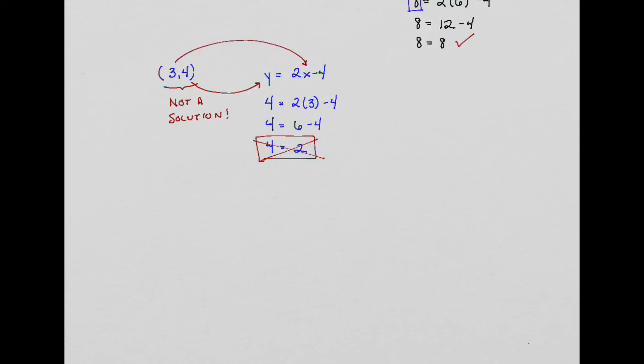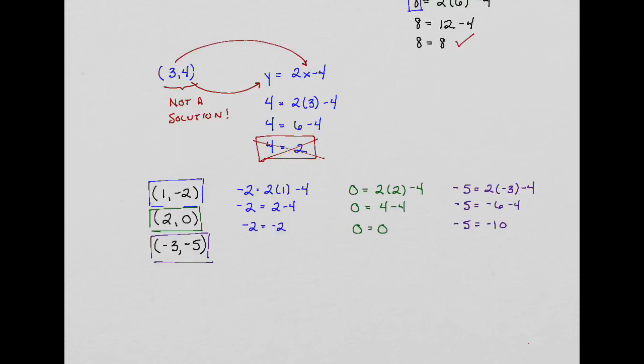What I would like you to do now is go ahead and test these ordered pairs to make sure that they are true statements. I'm going to give you the ordered pairs 1, negative 2, 2, 0, and negative 3, negative 5. Go ahead and pause the video, work these out, and then I'm going to reveal the solutions right when you click play.